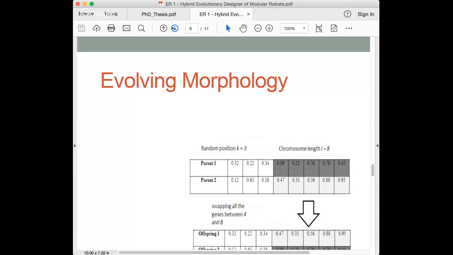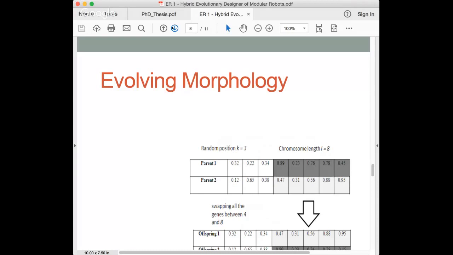Evolving morphology. The body or the morphology of the robot is expressed by a string of real numbers, each representing a robotic structural feature depending on its position in the string. A genetic algorithm is used to evolve the morphology and solve our optimization problem.